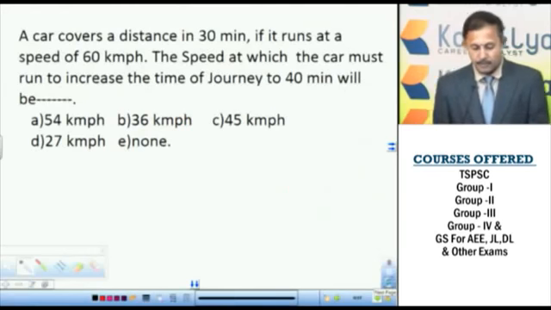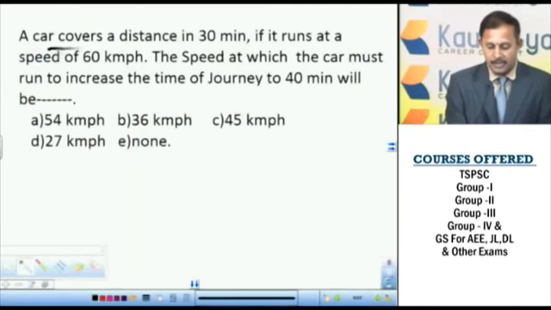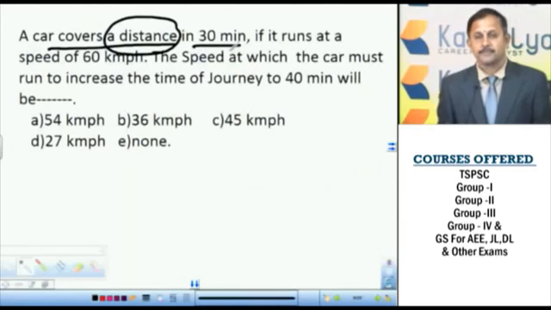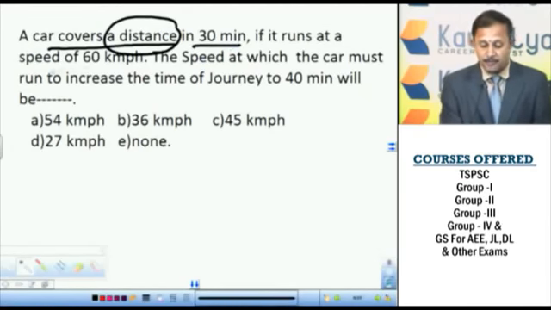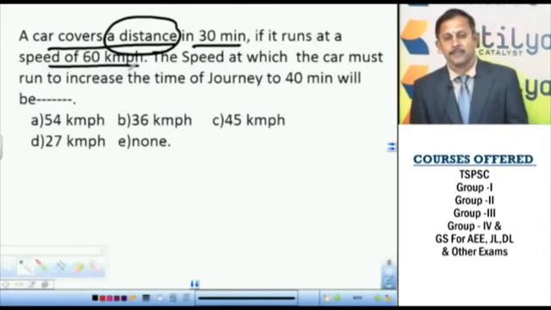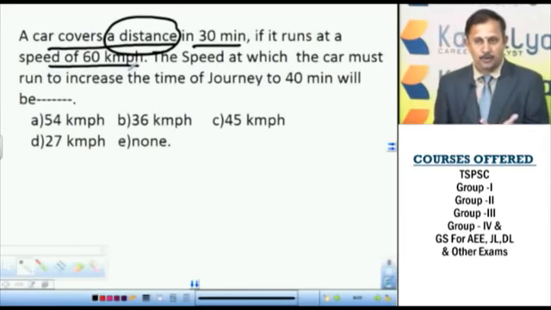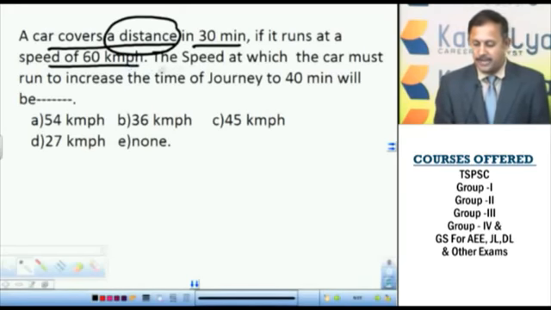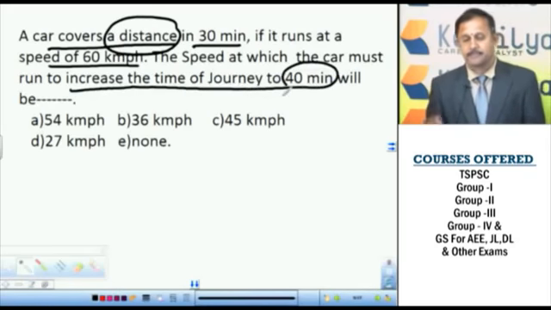Next one, a car covers a distance which is unknown in 30 minutes if it runs at a speed of 60 km per hour. And the question is, the speed at which the car must run to increase the time of journey to 40 minutes.